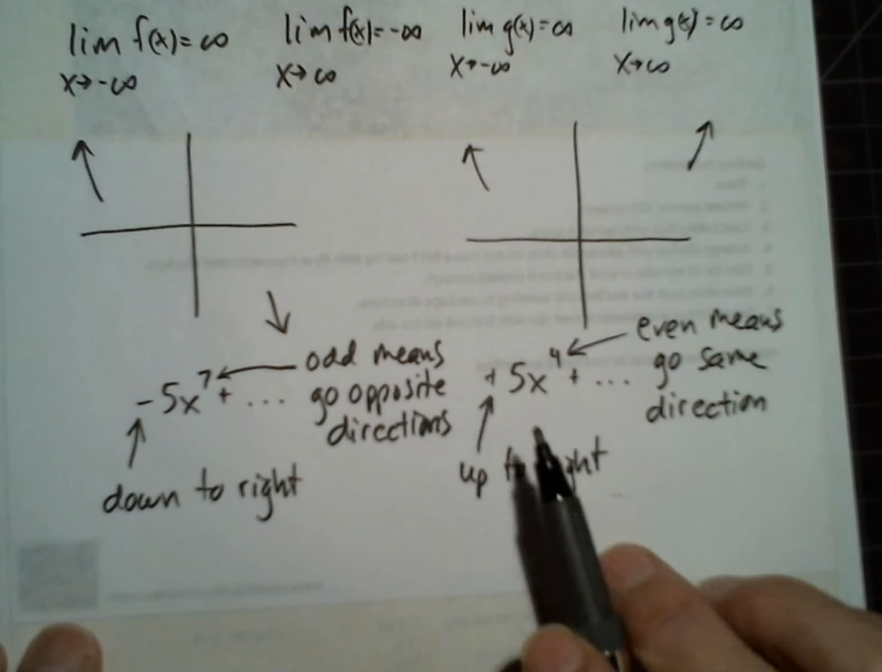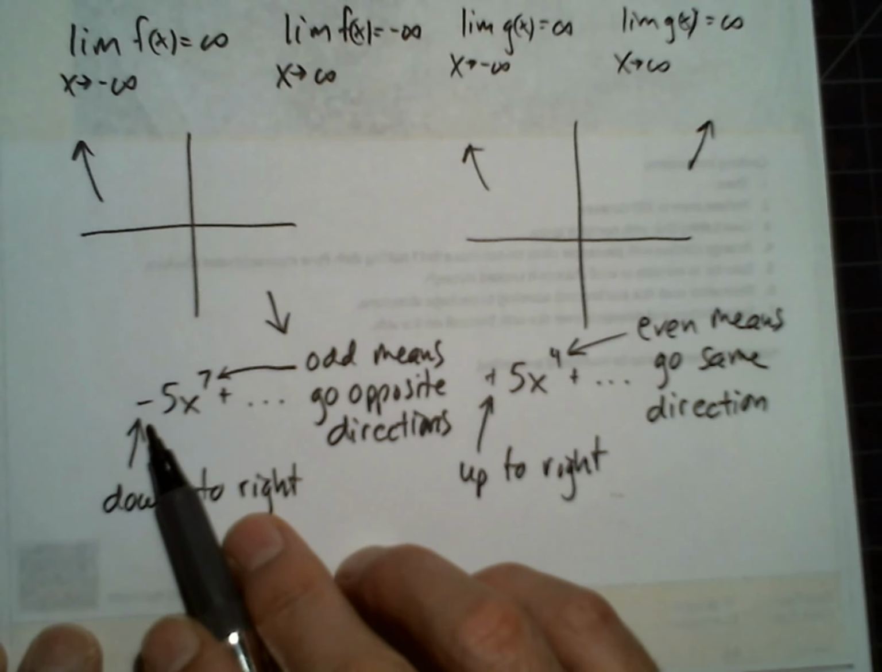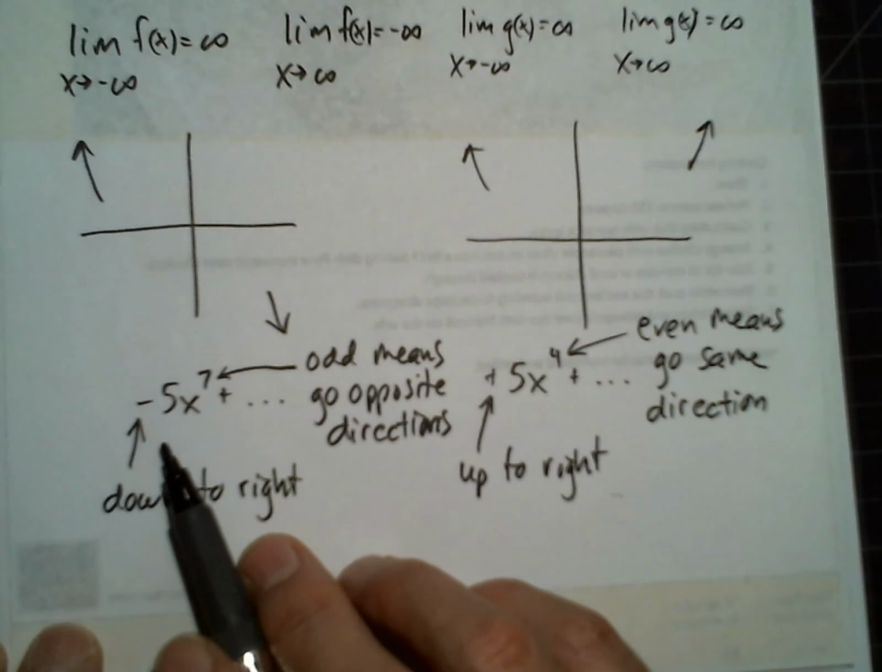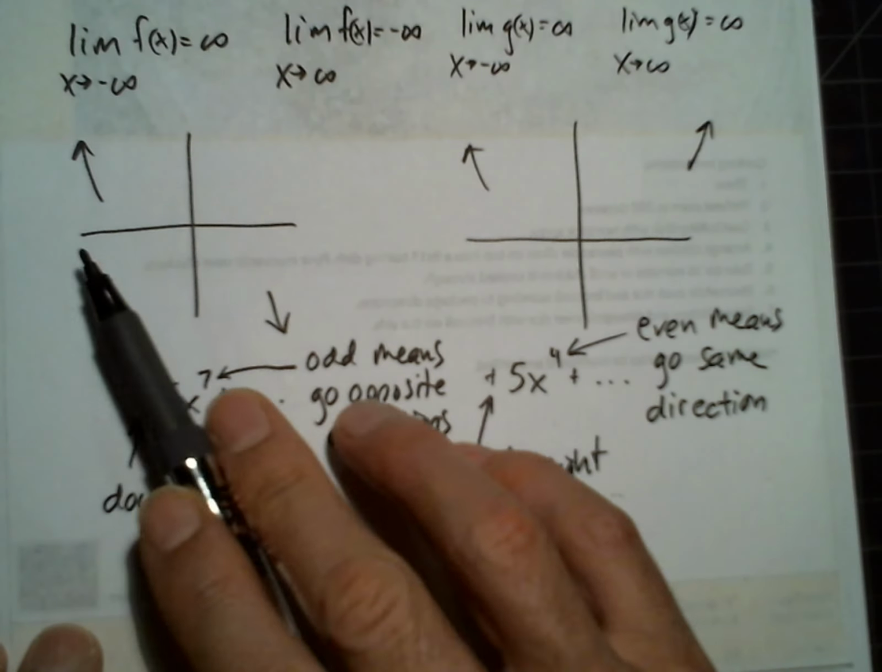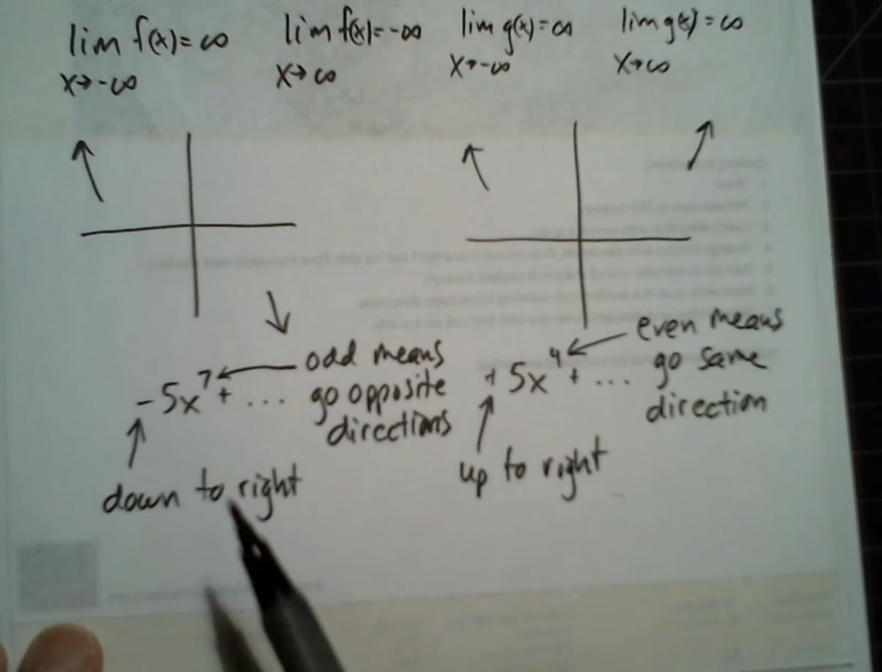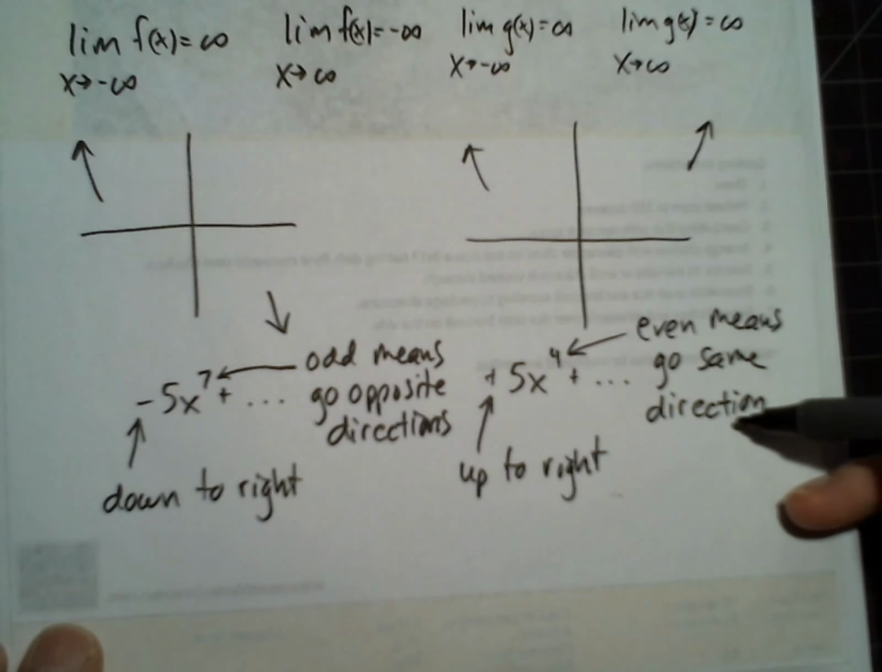Okay, so this tells us up or down to the right, and then we just decide, are we going to go the same direction to the left? So here we're going down to the right, and then we go opposite directions, so that looks like that, down to the right, opposite, and here we're going to go up to the right, and then we're going to go the same direction.